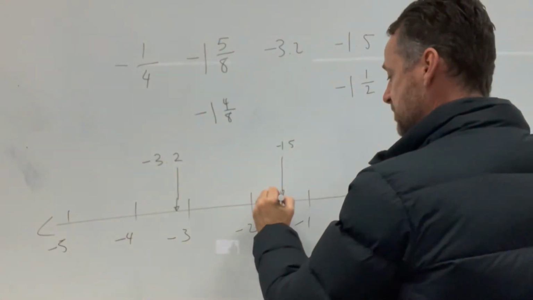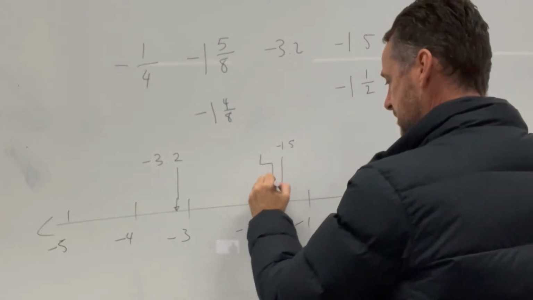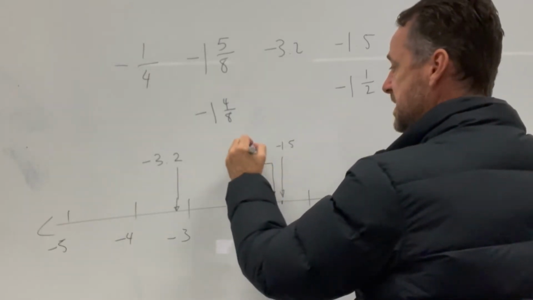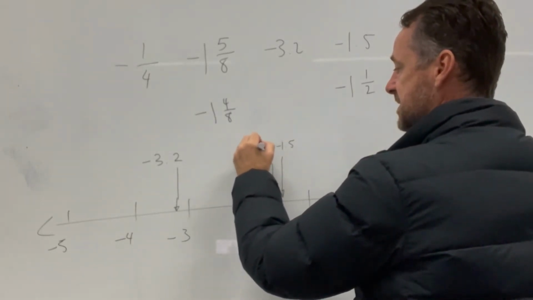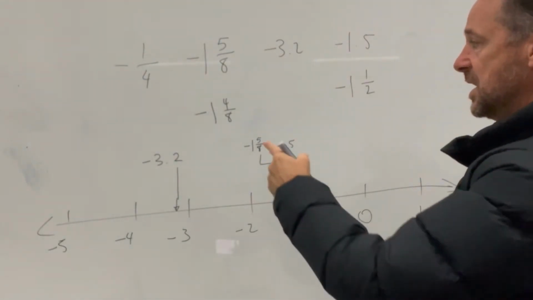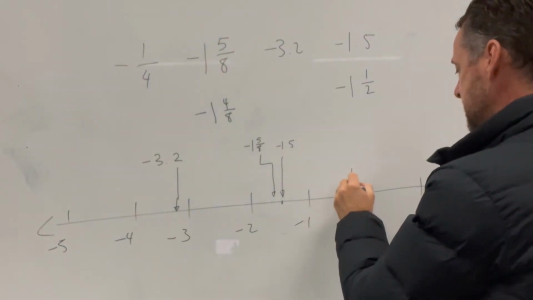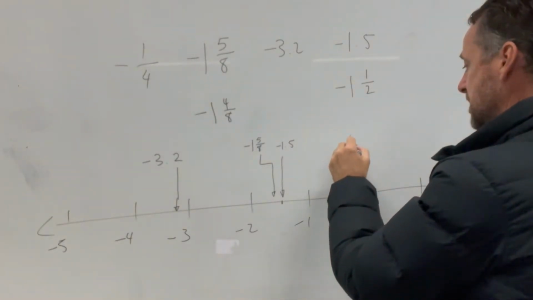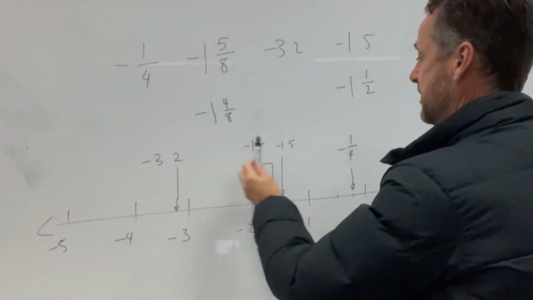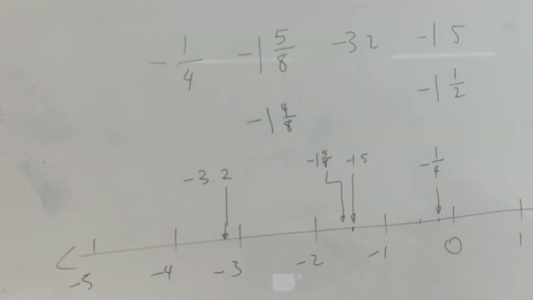And then just smaller than that will be -1 5/8, just smaller than that. And then -1/4, here's half, so there'll be a quarter, so that'll be there, that'll be -1/4. And that's our four things in order, smallest to largest.